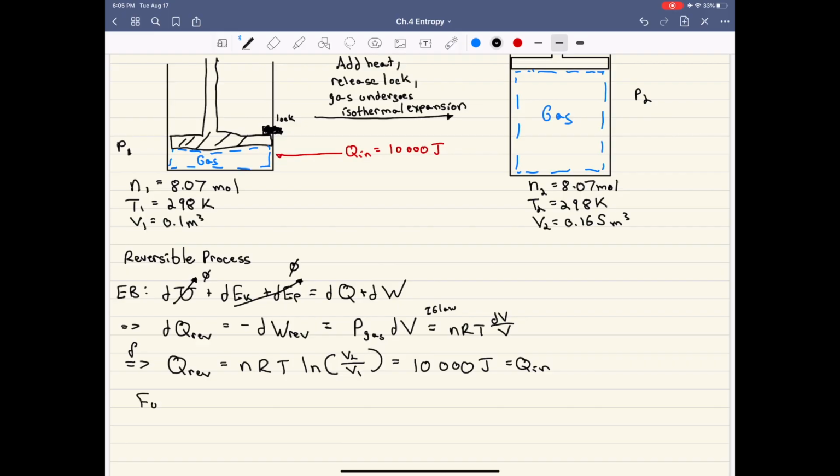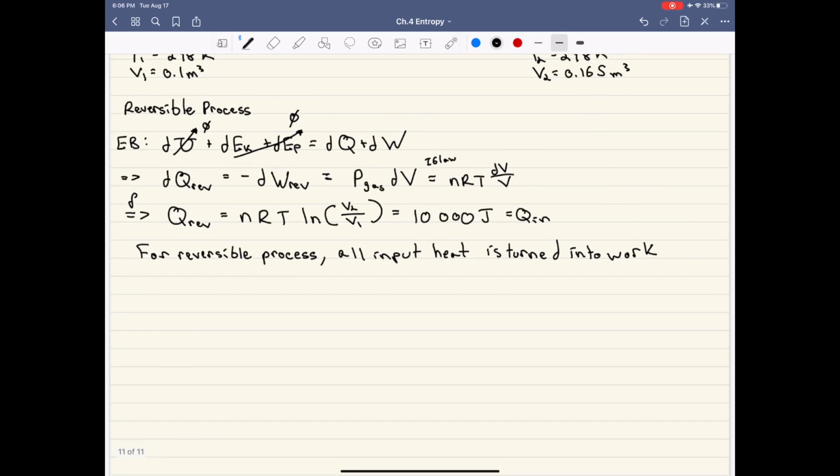And so just to summarize the point here, for a reversible process, all input heat is turned into work. So that was the case for the reversible process.